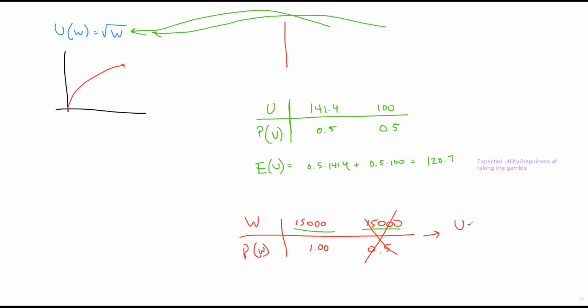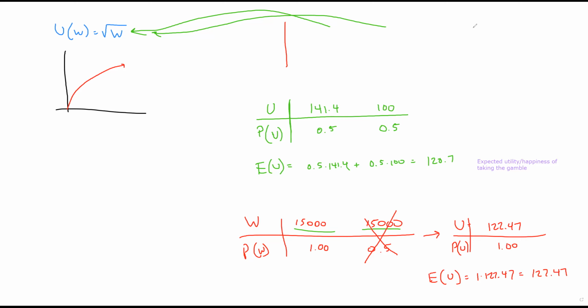What is our utility here? Well, we need to convert this to a utility table. The square root of 15,000, and you grab a calculator real quick, is 122.47. And then of course the probability of that is 1.0. So when I go to find the expected utility here, I get 1 times 122.47, which is 122.47.